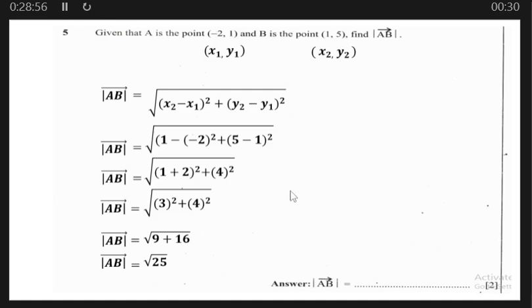Then we'll say the square root of 25, which will be 5. So the answer here will be 5 units. That will be the magnitude, 5 units, because we haven't been given the units here. So let's move to another question.